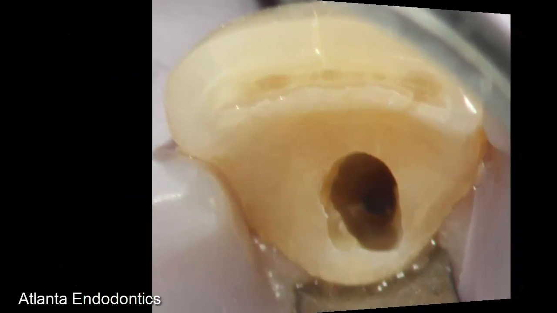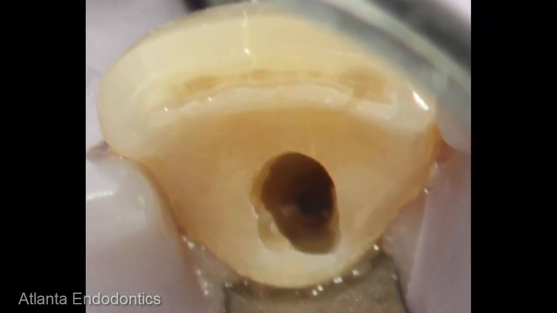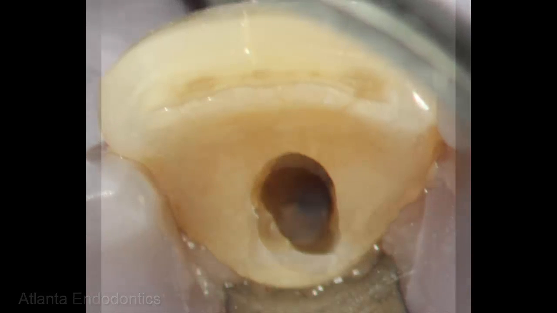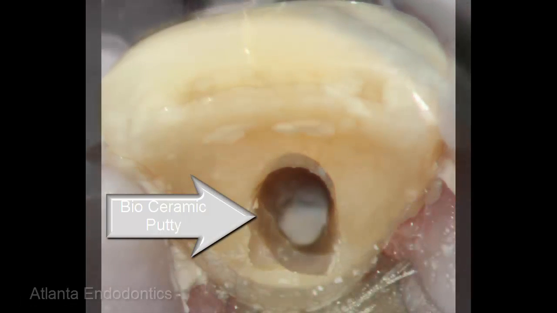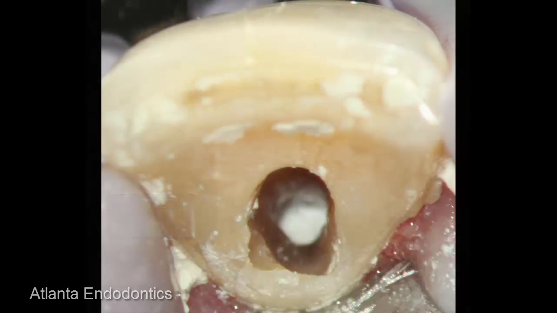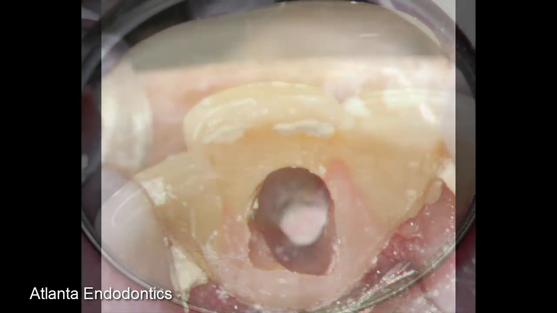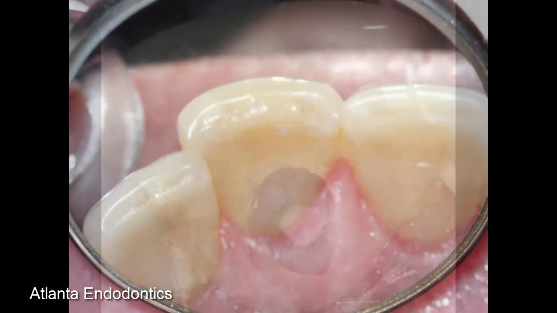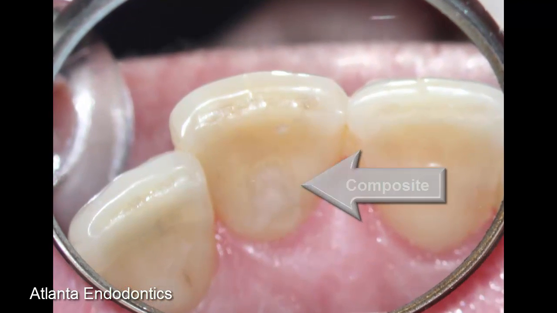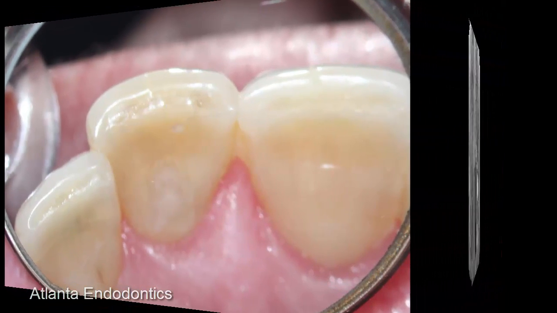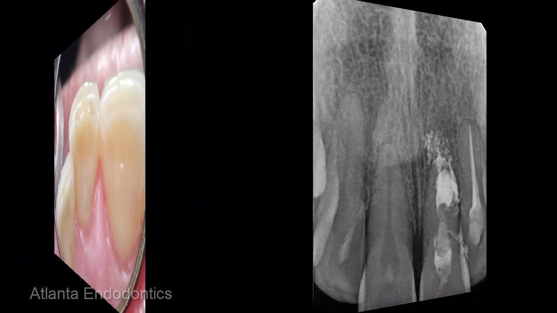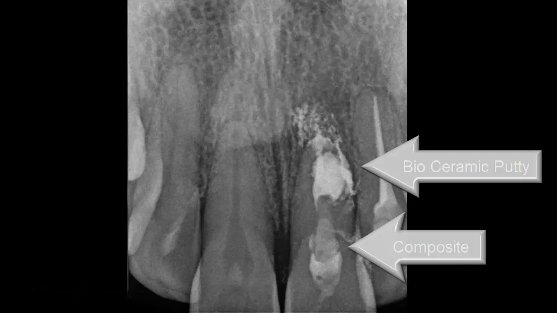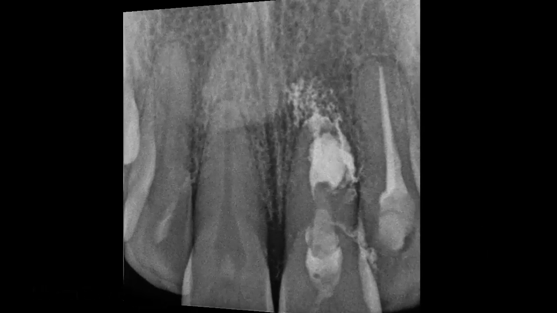On the advice of a colleague, I extended the access opening lingually to facilitate the vertical condensation of the root filling material, in this case the Brasseler bioceramic putty. On top of the bioceramic putty, I placed a composite resin core buildup. In hindsight, I wish that I had placed a fiber post along with that composite resin. The final radiograph shows that resin buildup along with the much more radiopaque bioceramic putty.